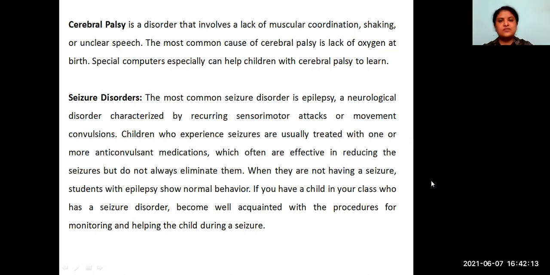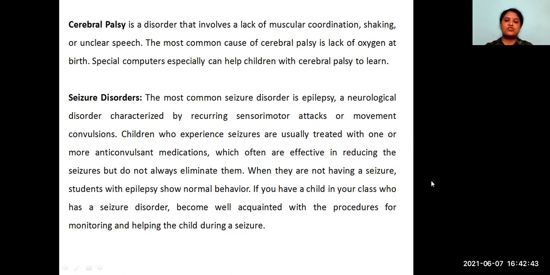And talking in terms of seizure disorders, the most common seizure disorder is epilepsy, a neurological disorder characterized by recurring sensory motor attacks or movement convulsions. Children who experience seizures are usually treated with one or more anticonvulsant medications, which often are effective in reducing the seizures but do not always eliminate them. When they are not having a seizure, students with epilepsy show normal behavior.